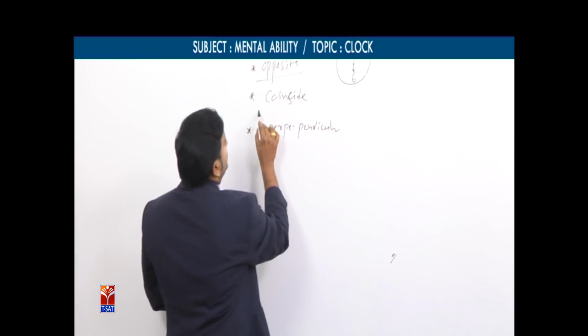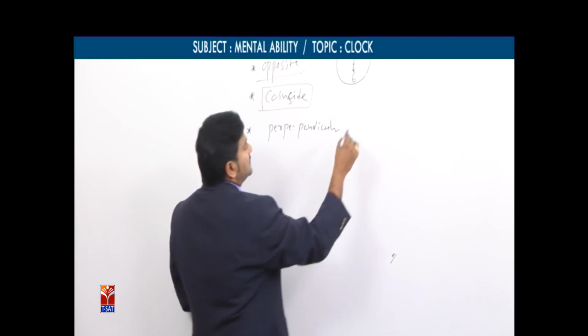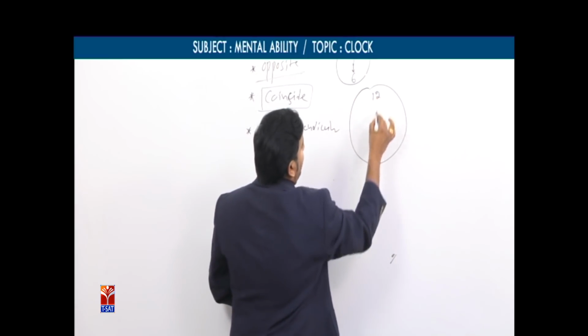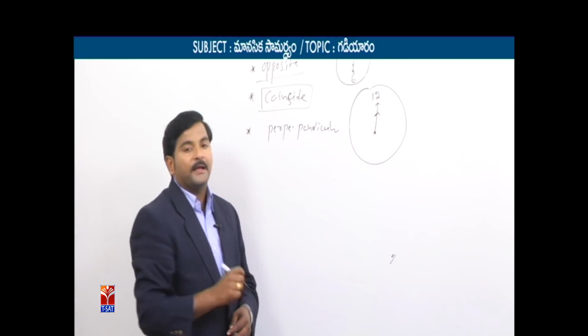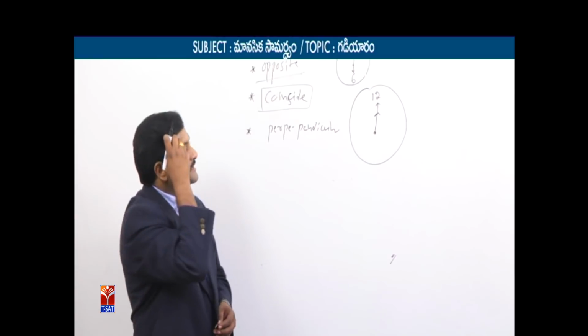Similarly, the 2 hands may coincide. For example, this we'll also take by discussing one small diagram. Let's say the time is exactly 12 o'clock. At 12 o'clock, the minute hand and the hour hand both coincide.